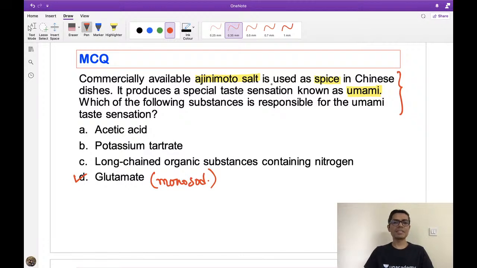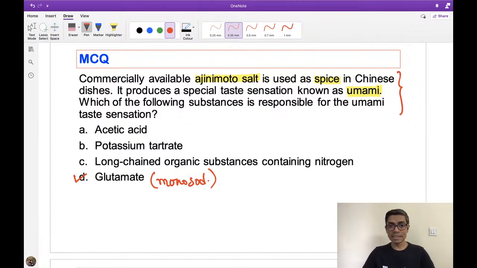Okay, and this is used in Chinese food as well as many other foods, like in Chinese restaurants. This Ajinomoto salt is commercially available, not only in Chinese food. KFC also uses this Ajinomoto salt, because of which they have a very peculiar kind of taste sensation which you will never get in other food, and that's why some people are very fond of KFC, like me also, and some people are very fond of Chinese food. That is because of this peculiar type of salt, the Ajinomoto salt.